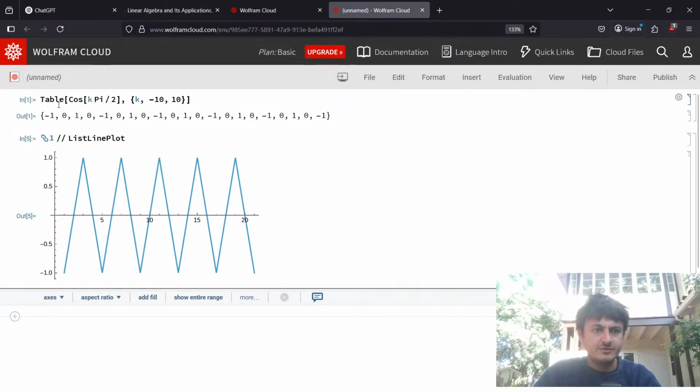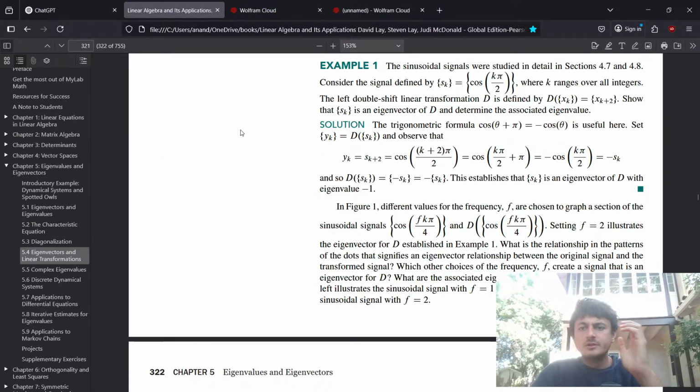So wait, what were the values? It went minus 1, 0, 1, 0. Okay. Oh, so the eigenvalue is going to be minus 1. Yeah, okay. So set y_k equal to D s_k and observe that y_k is equal to s of k plus 2, which is equal to cos of (k plus 2) pi over 2, which is equal to cos of k pi over 2 plus pi, which is equal to minus cos of k pi over 2. So this establishes that s_k is an eigenvector.